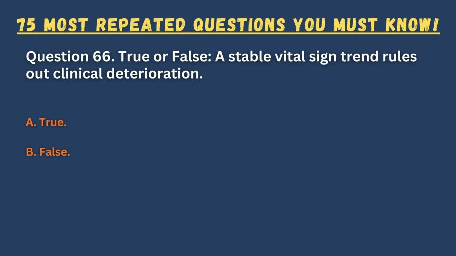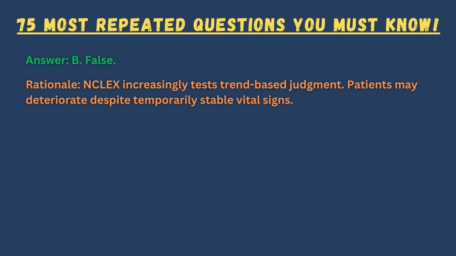Question 66. True or false? A stable vital sign trend rules out clinical deterioration. A. True. B. False. Answer. B. False. Rationale. NCLEX increasingly tests trend-based judgment. Patients may deteriorate despite temporarily stable vital signs.